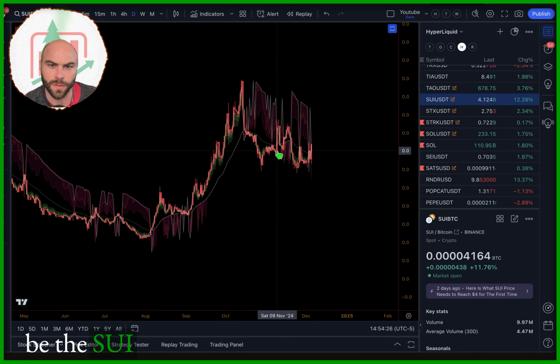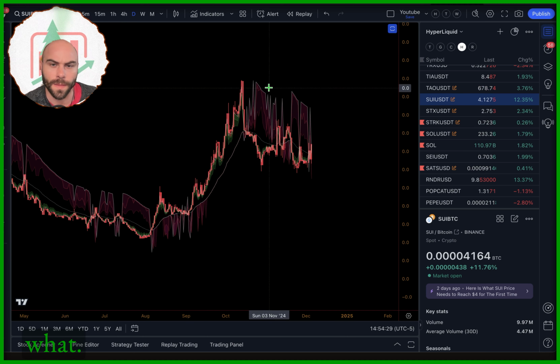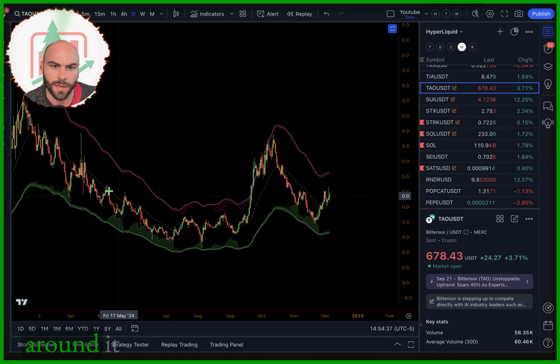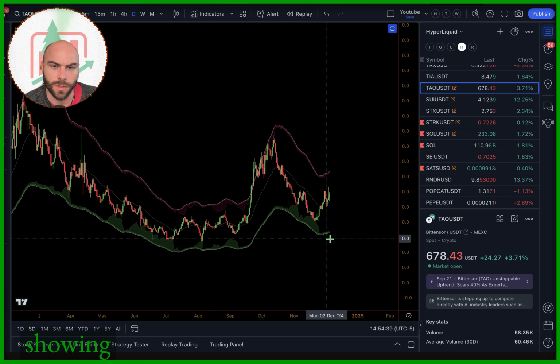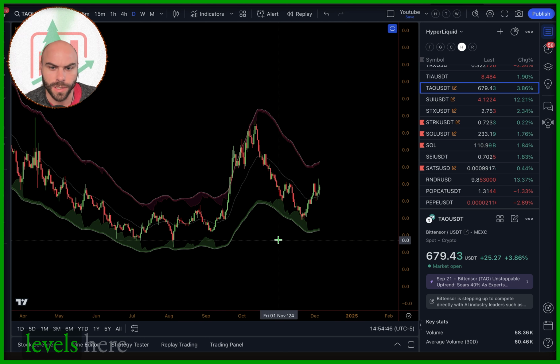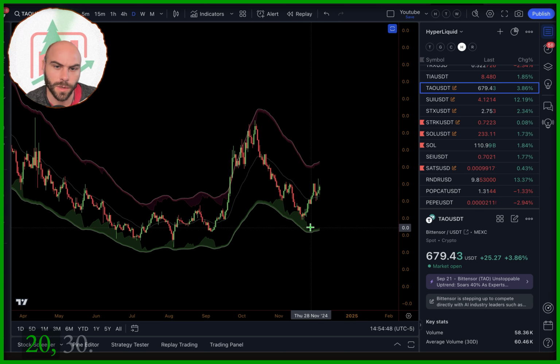This is going to be the SUI BTC chart no matter what. And then if I switch to Tau, it's going to show me Tau BTC. These bands around it are RSI bands that are showing me where the RSI is relative to this. Up here, you'd have the 80, 90 levels. Here would be like 10, 20, 30.